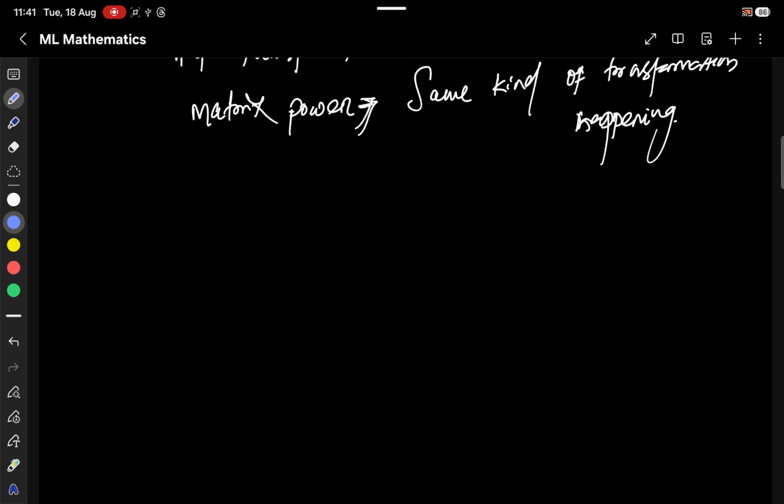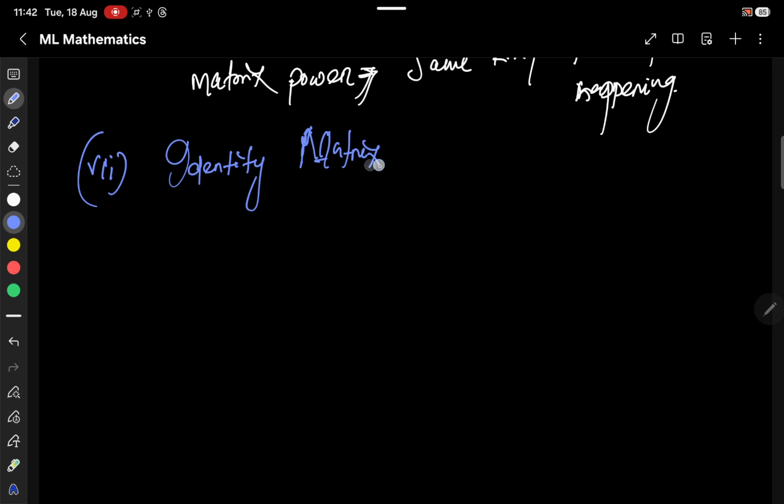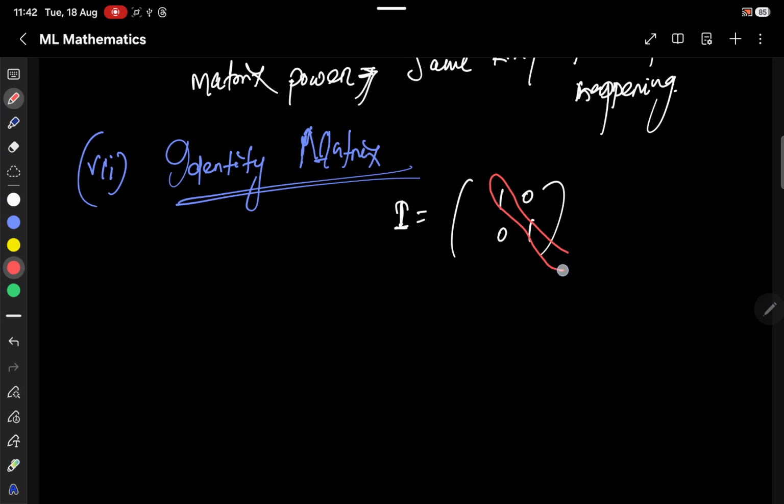And what about the identity matrix? There is something called the identity matrix. I used to love this matrix because it is the easiest matrix to work with from college time. The identity matrix, represented by I, is nothing but 1 0 0 1. So what does that mean? Your diagonal will always be 1. Everything else will be 0.